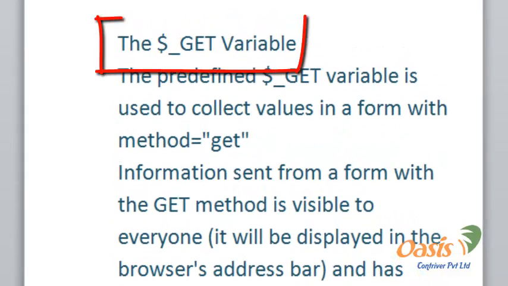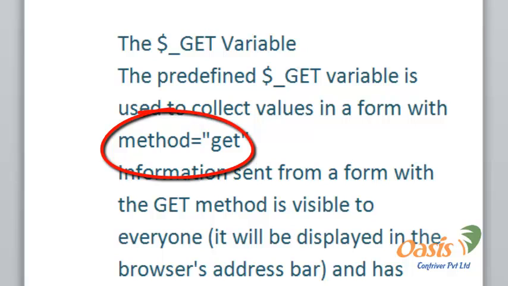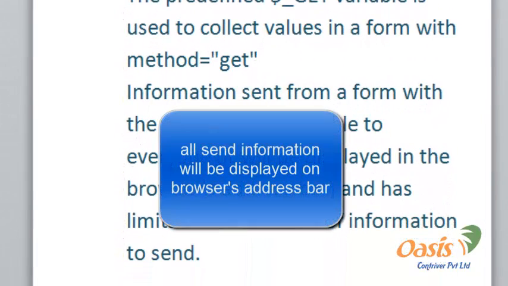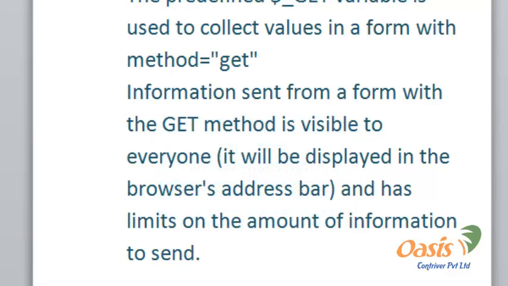In PHP, the predefined $_GET variable is used to collect values in a form with method equal to GET. Let's talk about this. Information sent from a form with the GET method is visible to everyone. It will be displayed in the browser's address bar and has limits on the amount of information to send.